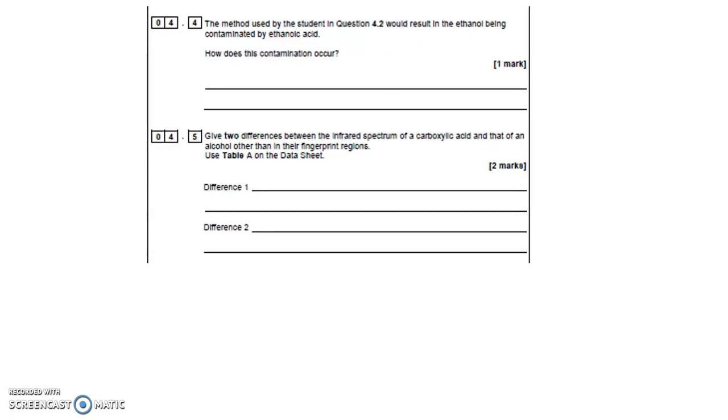4.4. The method used in 4.2 would result in the ethanol being contaminated by ethanoic acid. Why? Well, ethanol has got an OH bonded to a C, which is bonded to one other C. So the C of the OH in ethanol is bonded to one other carbon. We call that a primary alcohol. A primary alcohol like ethanol can be oxidized. So it can be oxidized and it will turn into ethanal, which is an aldehyde, and then it will further oxidize into something called ethanoic acid.